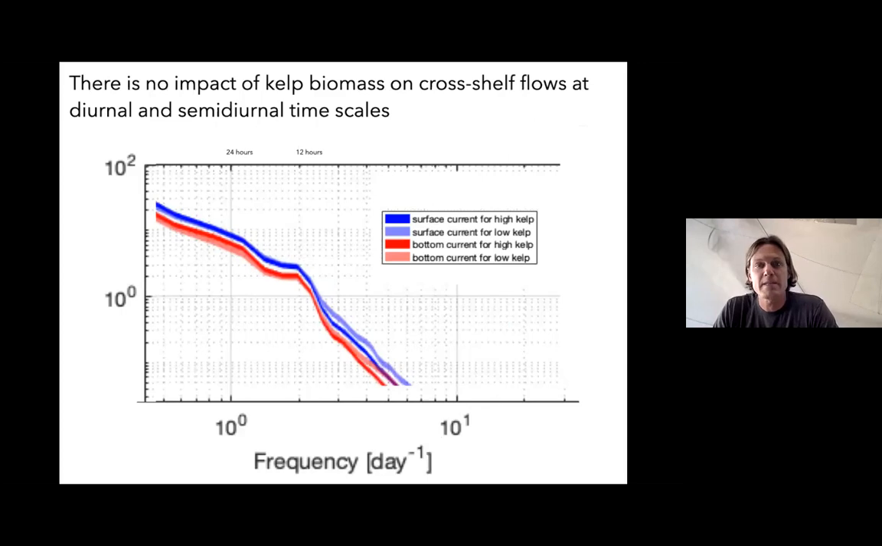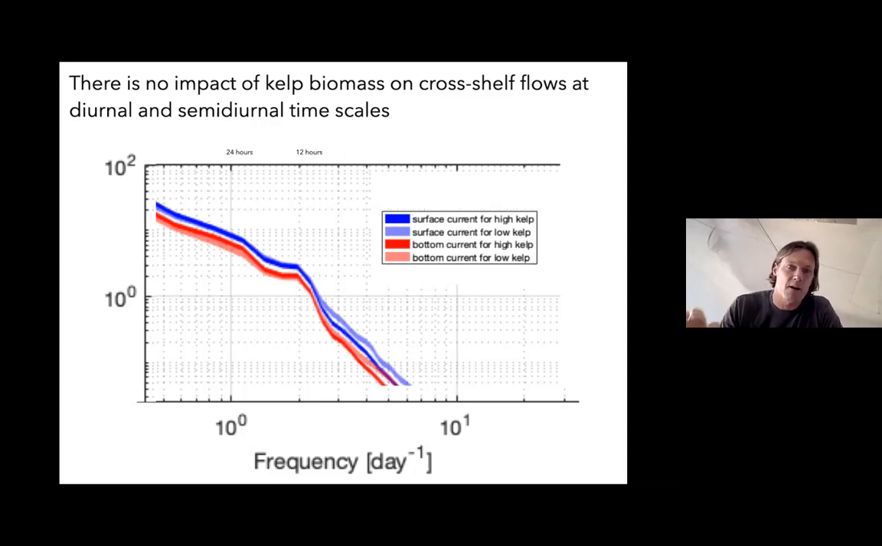If we zoom in here, we see that there's really no impact of kelp biomass on cross-shelf flows at diurnal or semi-diurnal scales. As we'd expect, there's more variance in the velocity at the surface relative to the bottom. As you move closer to the bed, the influence of friction at the bed slows the water down. So this confirms what we'd expect. This is a good result. This is what we hope to see.